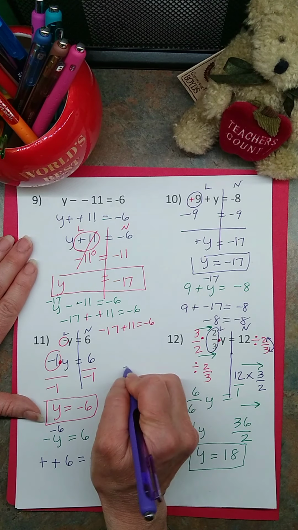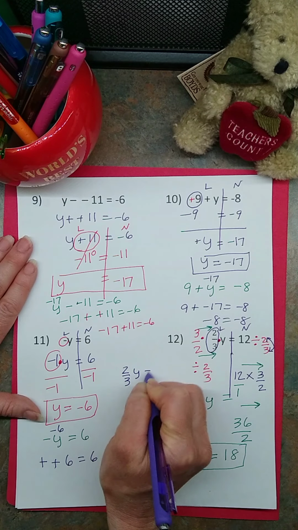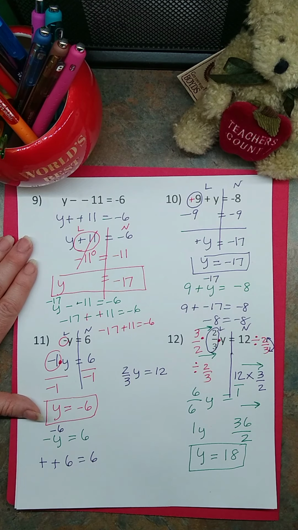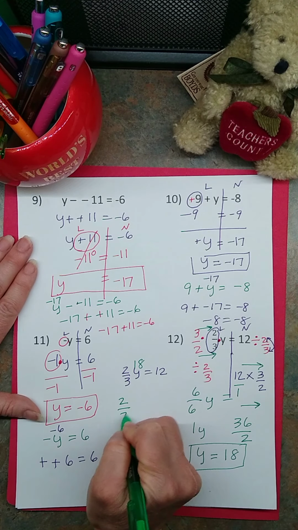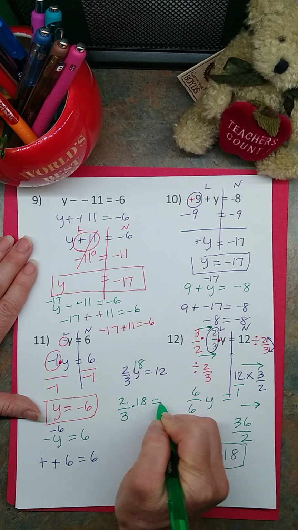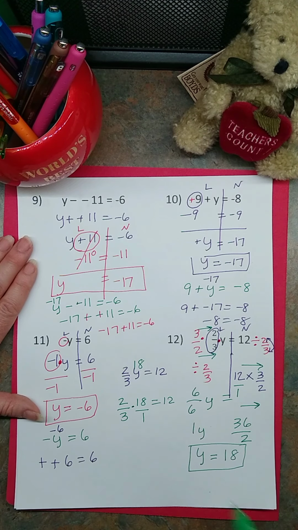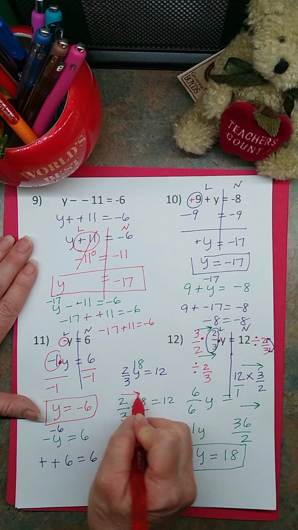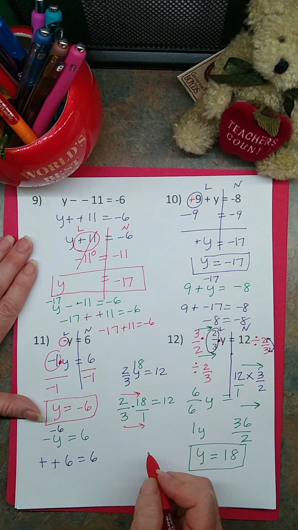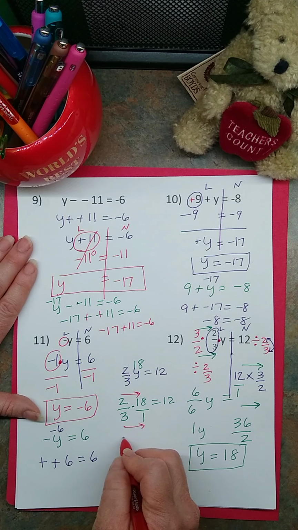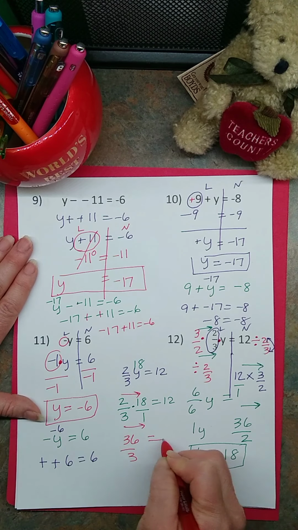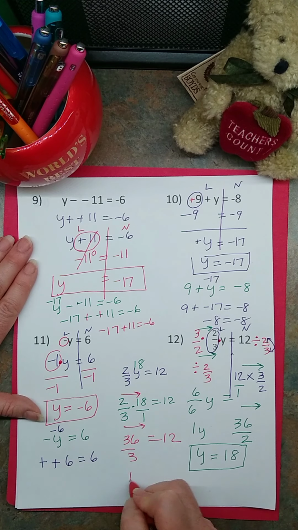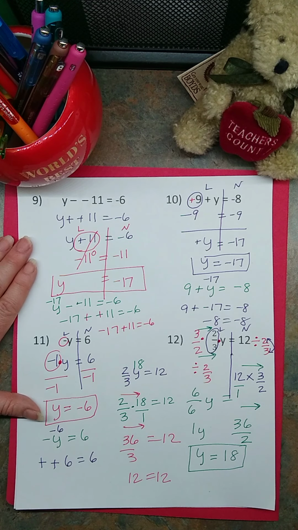Write the original problem. 2/3 y is 12. In the spot marked y, put the value of 18. Is 2/3 times 18 equal to 12? Put the 18 over 1. Multiply straight across the top and straight across the bottom. You get 36 over 3. Is that 12? Yes, it is. Pretty cool how that works out. We know that's the answer.